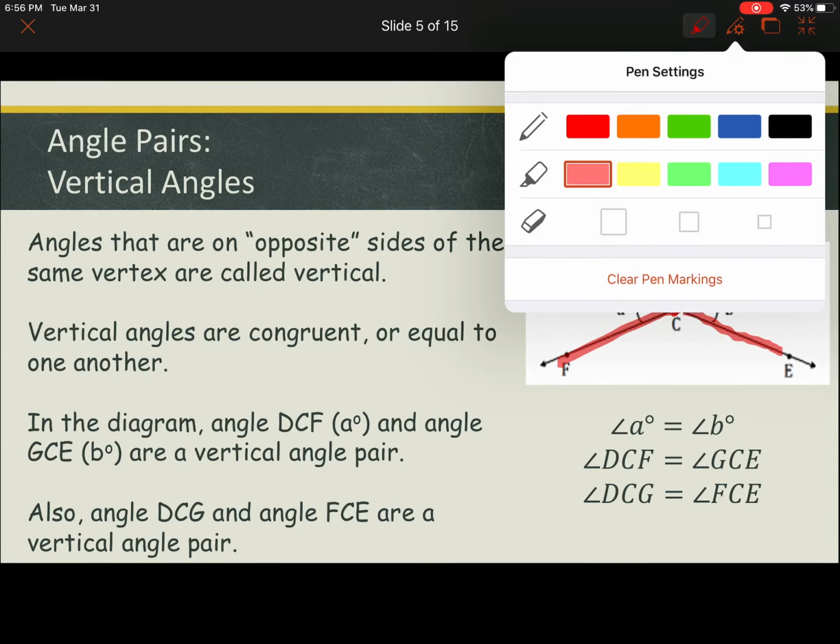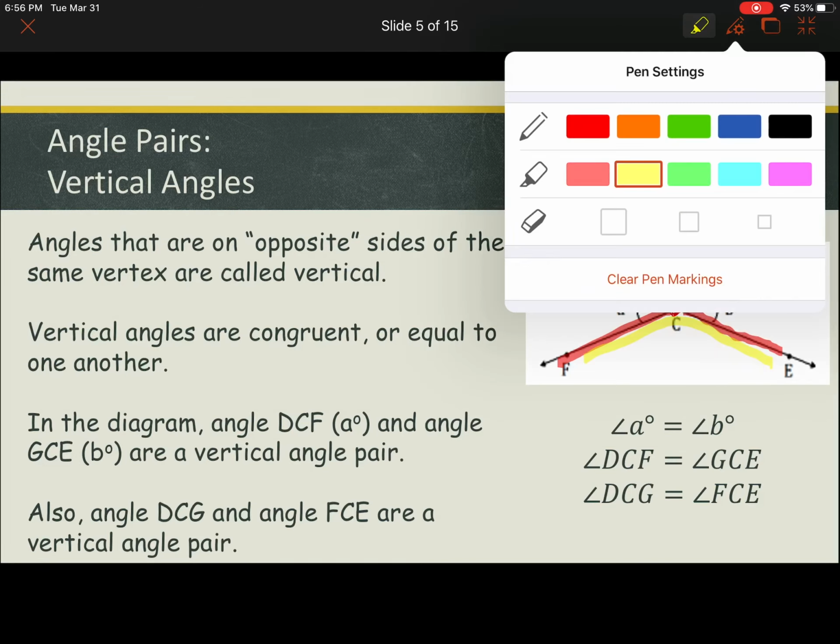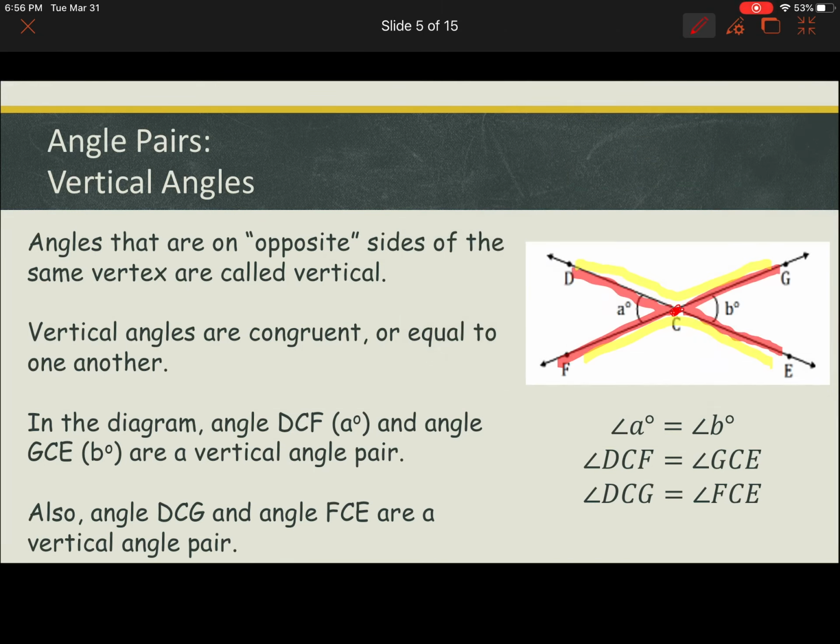In addition to those, we also have angle DCG and FCE. Those are also vertical angles. Now, following the rule, if they're congruent or equal to each other, we can say angle A is equal to angle B, and we set up the equation. We also see that angle DCF is equal to angle GCE, and DCG is equal to FCE.